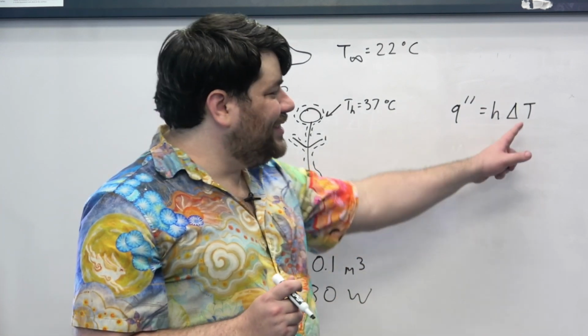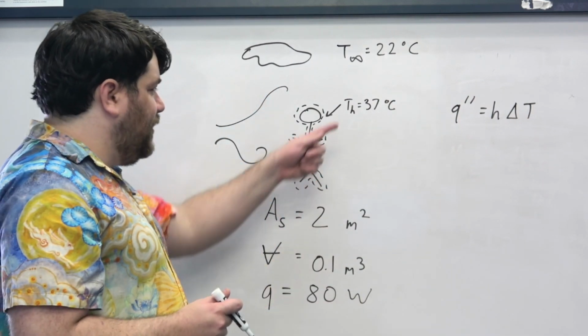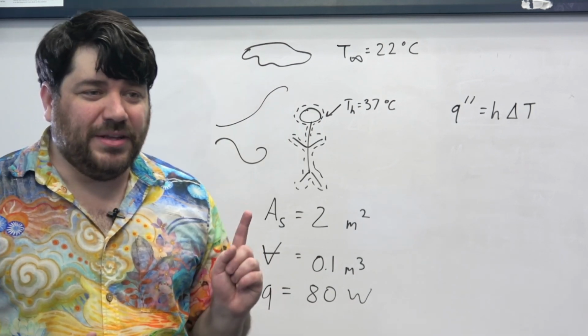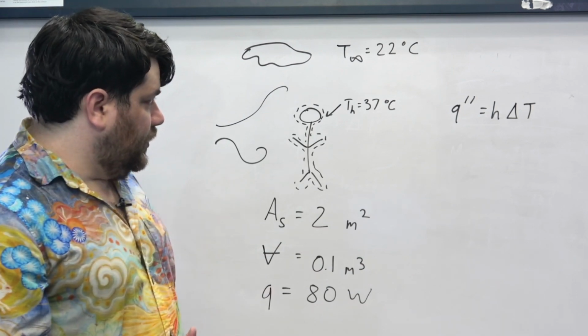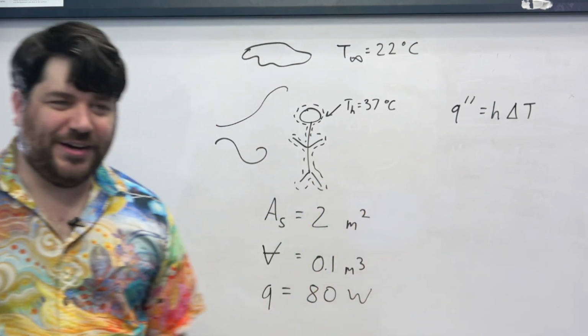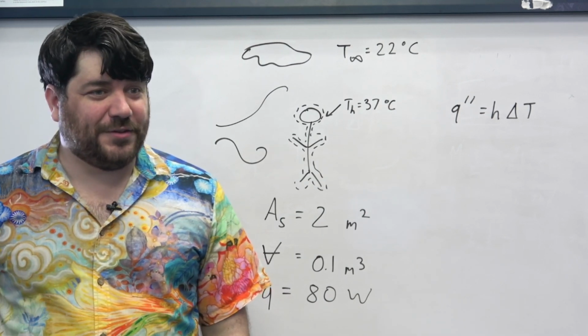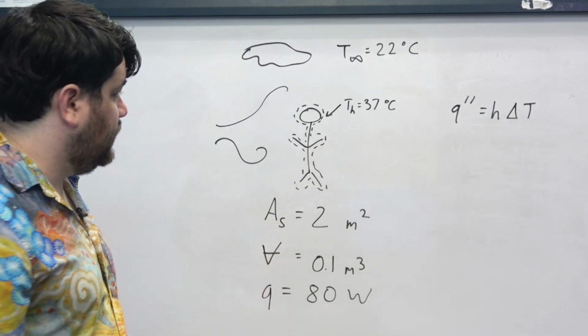Now we know the delta T, but we don't know the Q double prime, right? Because we have information about the net heat transfer rate that's happening over the entire body, but we do not necessarily have information about what the individual heat fluxes on each piece of the body are. And so we have to try to answer that question. So how do we answer that question?